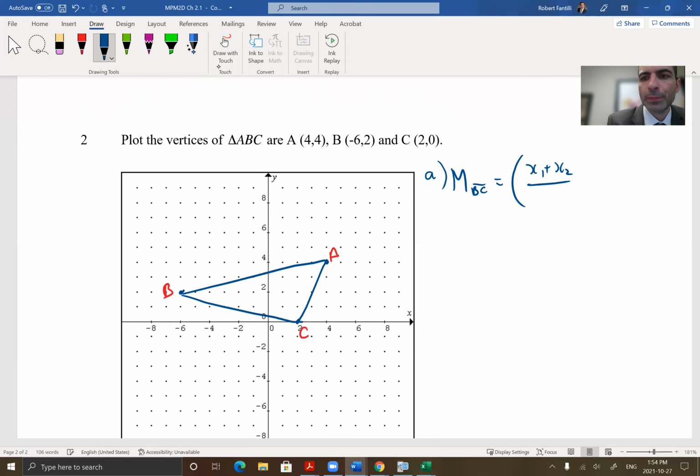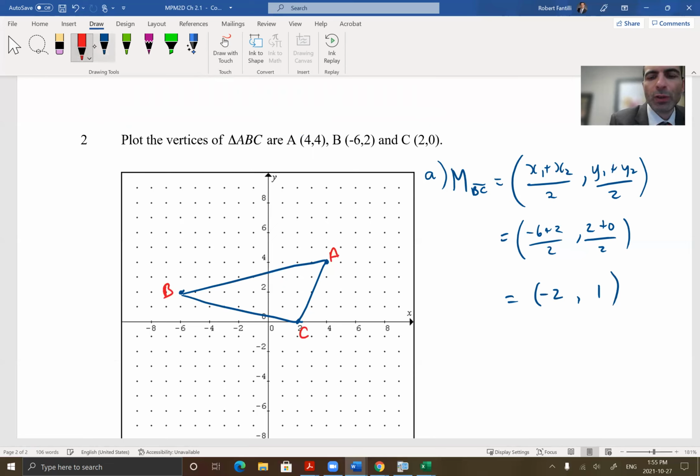Start with the formula. x1 plus x2 divided by 2, y1 plus y2 divided by 2, and now sub in. So I'm looking for B and C. X is -6 plus 2 over 2, and that's -4 divided by 2, so it's -2. And y is 2 plus nothing, or 2, divided by 2, that equals 1. So it's -2, 1. We're going to call that D, the next letter in the alphabet. So I'll put -2, 1. I'll call that D.